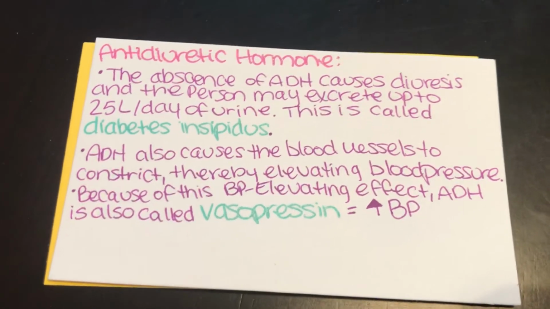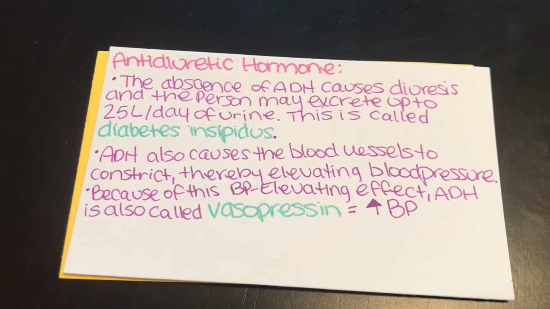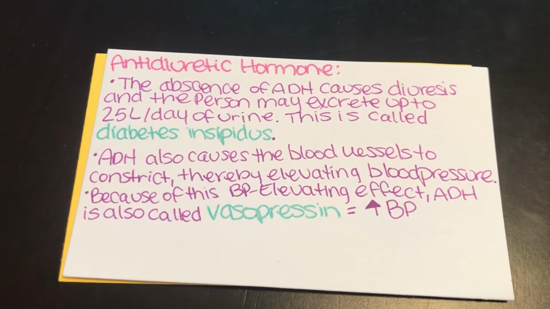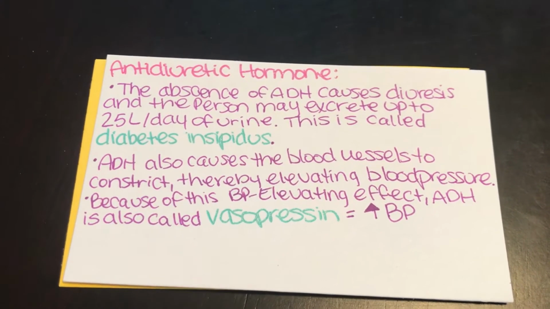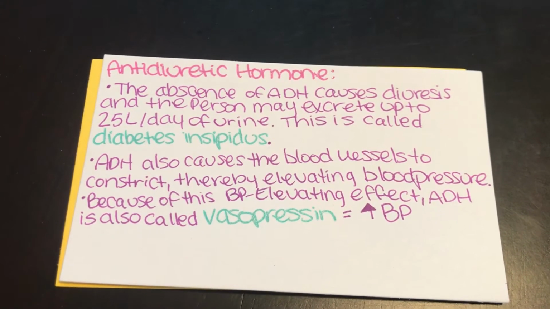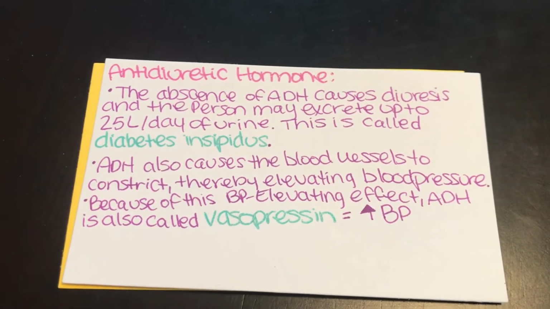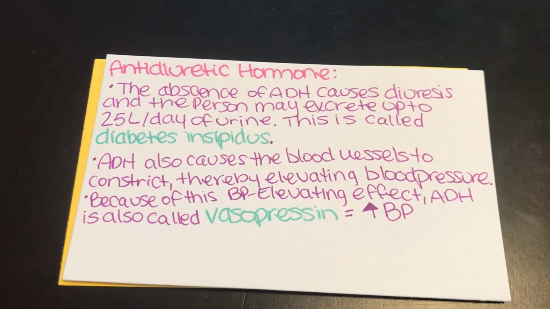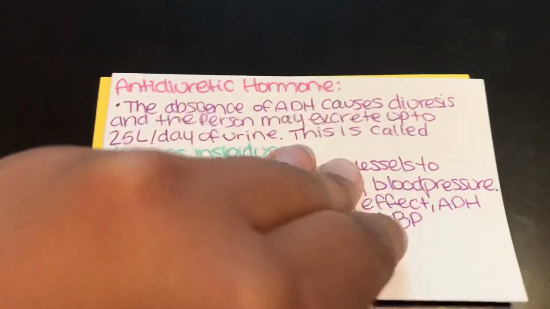The absence of ADH causes diuresis, and the person may excrete up to 25 liters a day of urine. This is called diabetes insipidus. ADH also causes the blood vessels to constrict, thereby elevating blood pressure. Because of this BP elevating effect, ADH is also called vasopressin because it increases blood pressure.